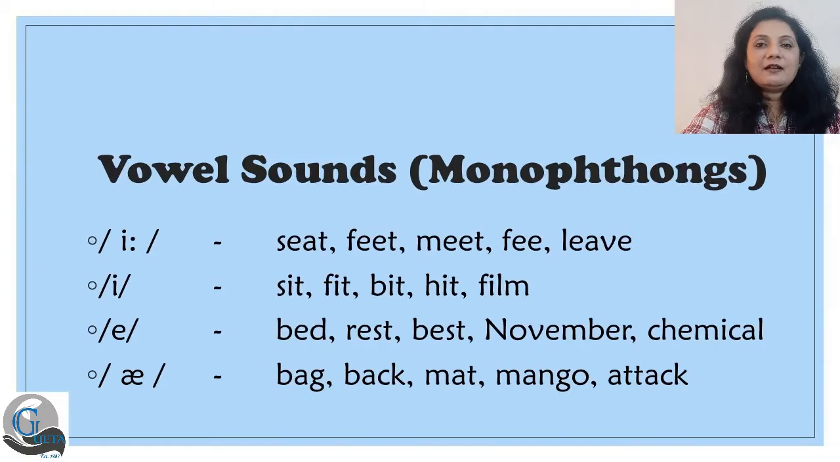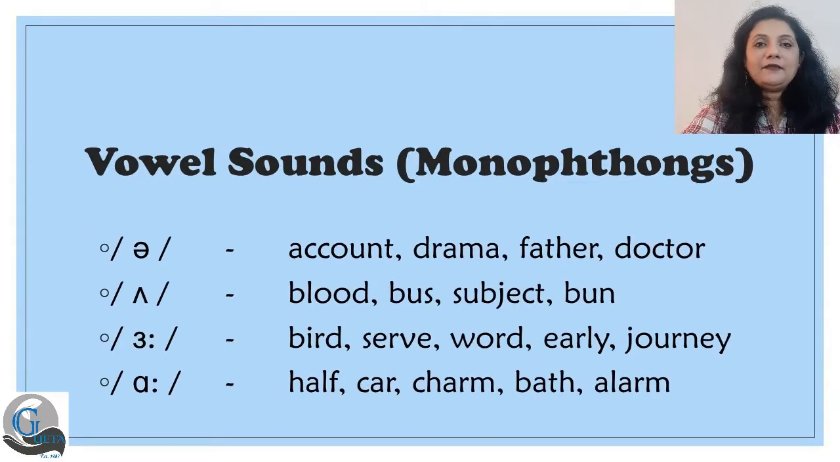Then the next one is the schwa sound. It's a half A, you can say, and it is used in words like account, drama, father, doctor. It is the most commonly used vowel sound in the English language. And be very careful in the pronunciation of words like account. It is not account with a full A but account. And it is not drama but drama. And not father but father. So father, a sound which comes at the end.